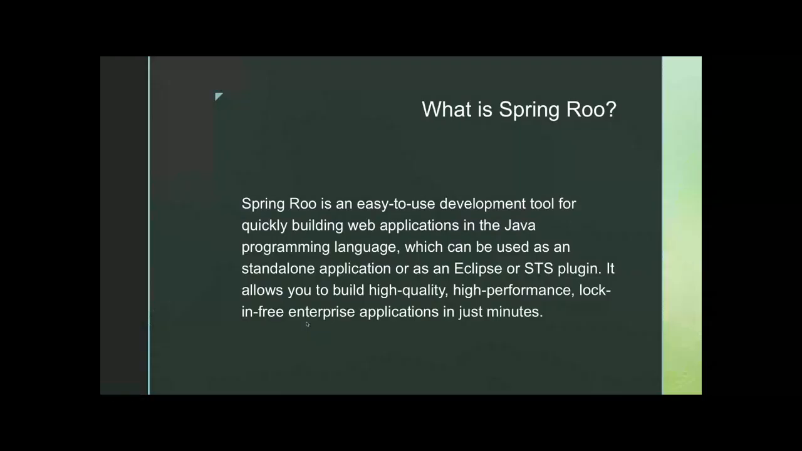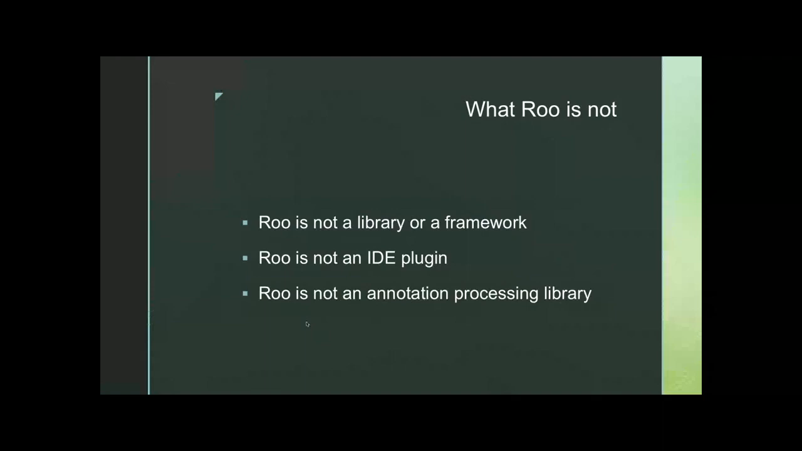So Roo is essentially a development tool. It's not, however, a library or a framework. It's also not an IDE. It's not really a plugin, but it has a plugin for Eclipse, so you can use command line tools. And Roo is not an annotation processing library. It has annotations, but you can strip out all of the Roo and just have your application once you're done building the project.